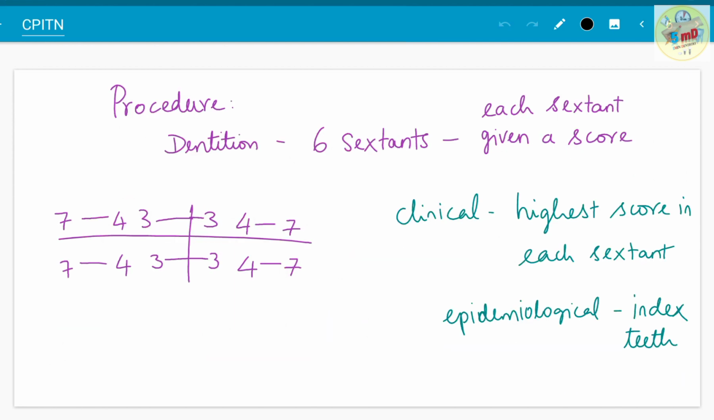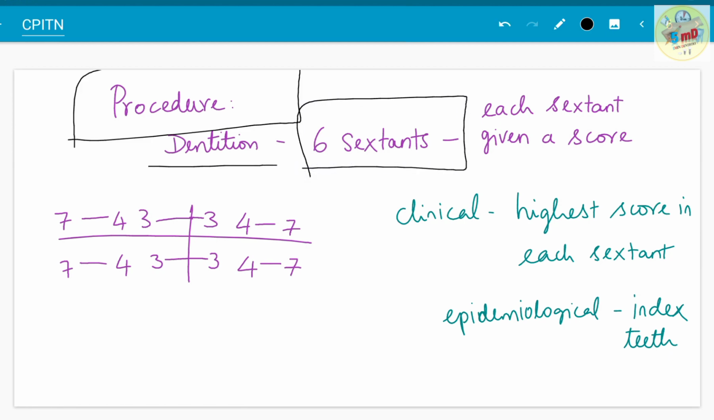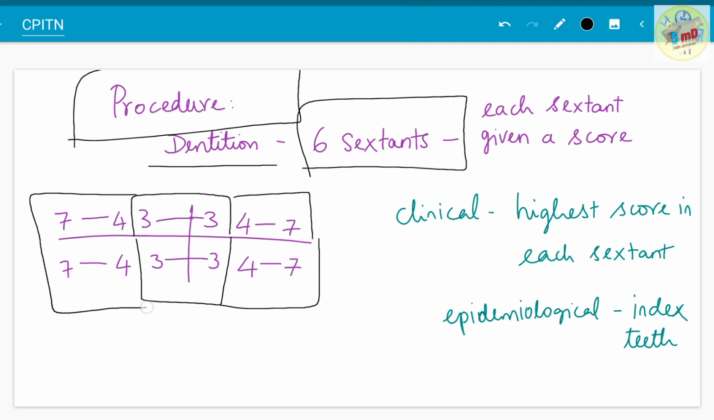So you have to remember that it is a screening tool and it is for treatment needs alone, and it is not a diagnostic tool and it is not for treatment planning accurately. The dentition is divided into 6 sextants, that is into 6 parts. From canine to canine, upper canine to upper canine, lower canine to lower canine, and premolar to molar on each side, which will divide your dentition into 6 parts, 6 sextants.